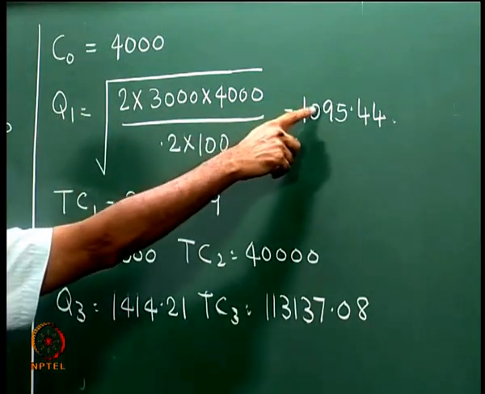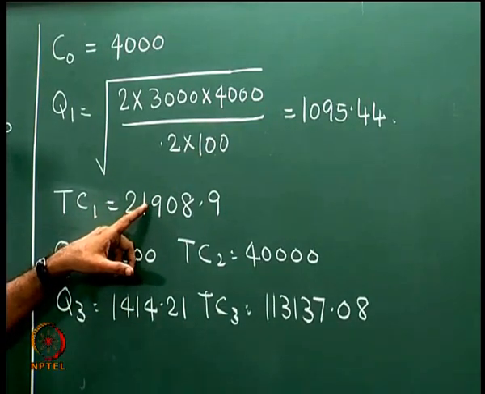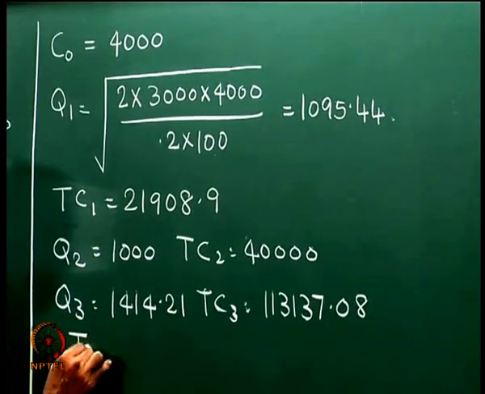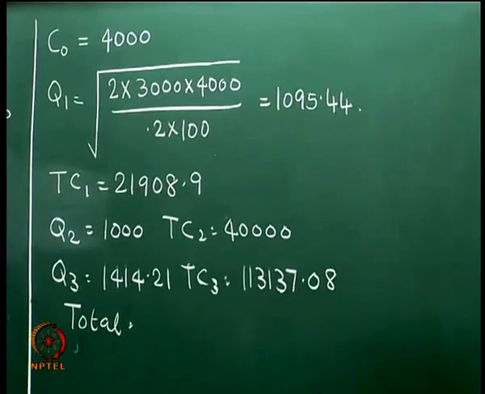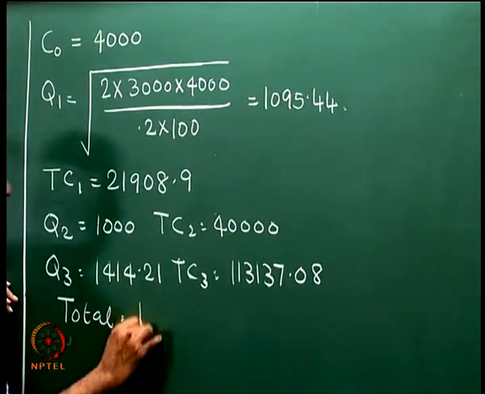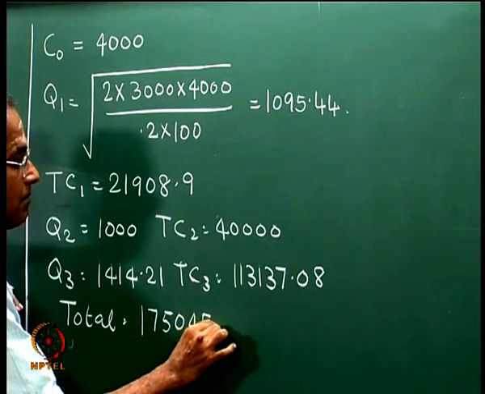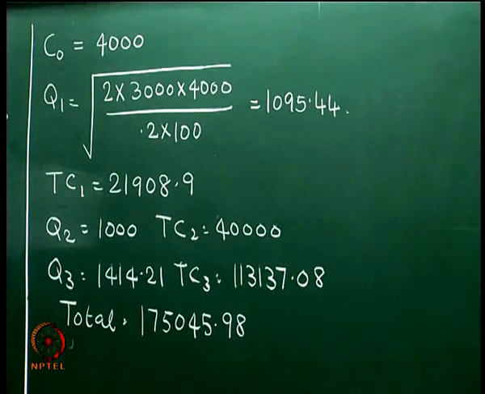So, individually, if we order the three items according to their economic order quantity, these are the order quantities for the three items, and the sum of order cost and carrying cost for the three items are given here. This gives a total cost for the three items put together, which becomes 175045.98. This is the total cost incurred if they are ordered independently and separately.